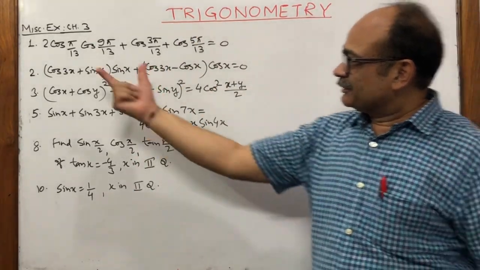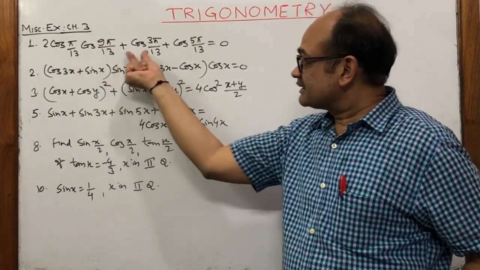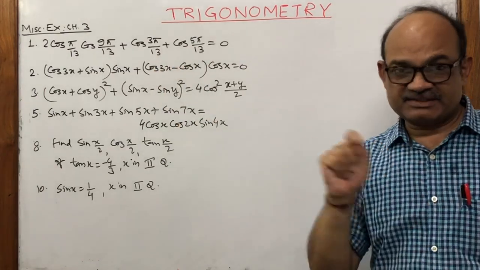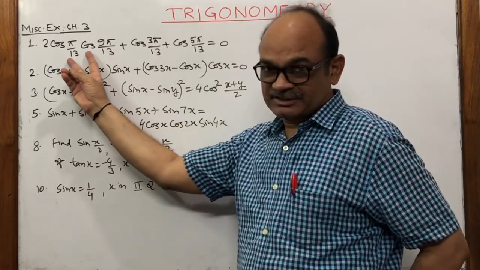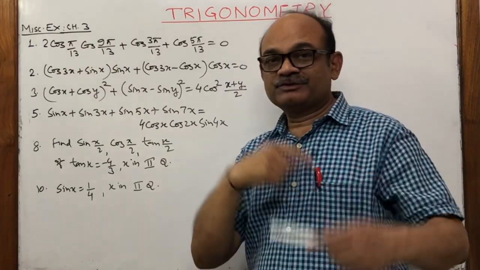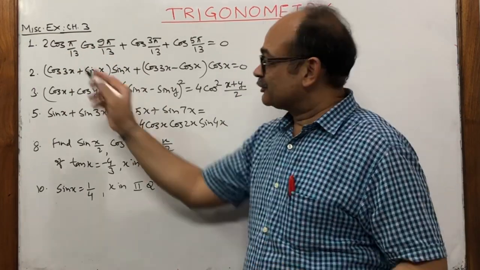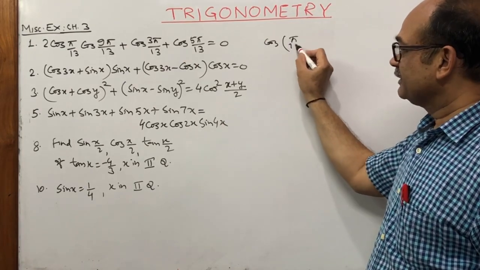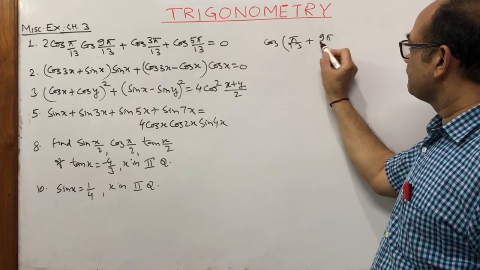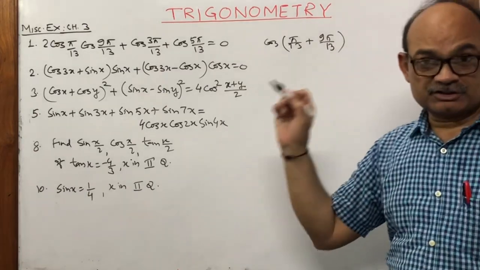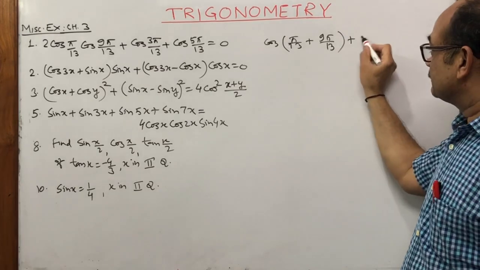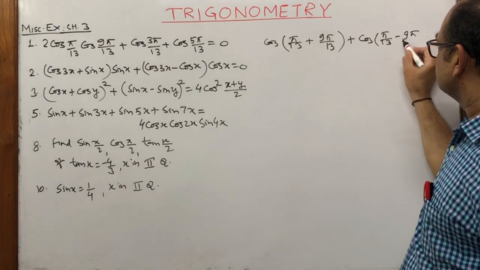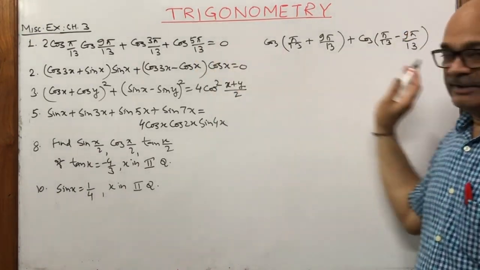First question is 2 cos A cos B plus sin C plus sin D. So these two are already in sin C plus sin D form, but this one is 2 cos A cos B. So first we want to convert it into addition and subtraction form. So 2 cos A cos B formula, you know, is cos (A plus B) plus cos (A minus B), and these two remain as they are.